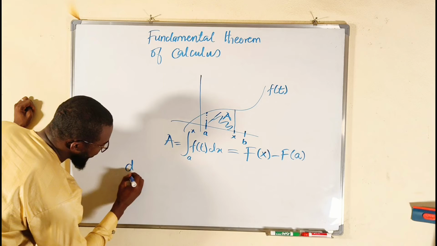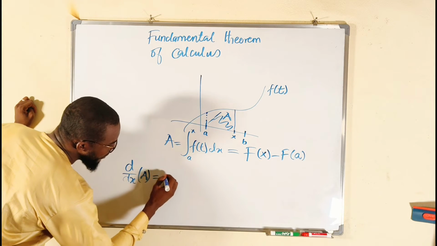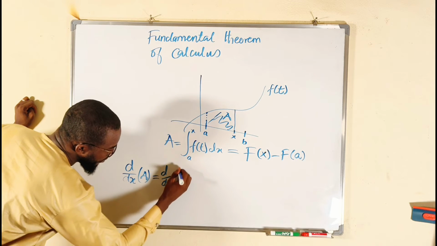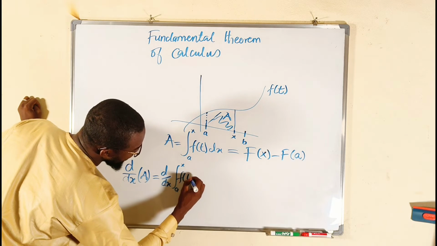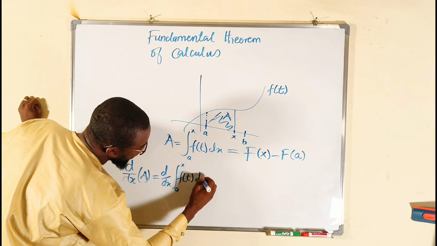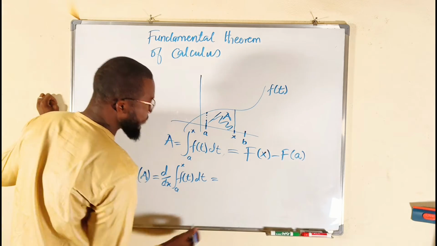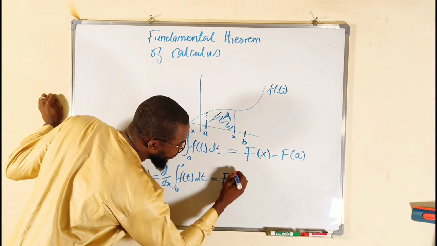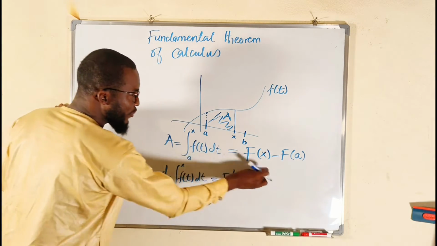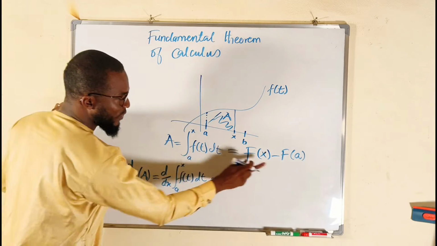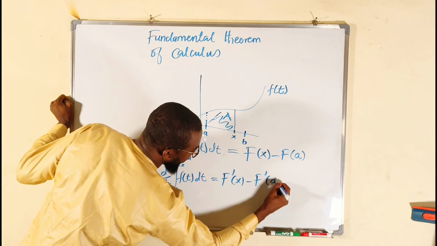states that d over dx of this A is the same thing as d over dx of the integral from a down to x of f of t dt, sorry, this should be t, right? dt, equal to f prime of x. You know, we are differentiating every single time. The minus capital F prime of a.